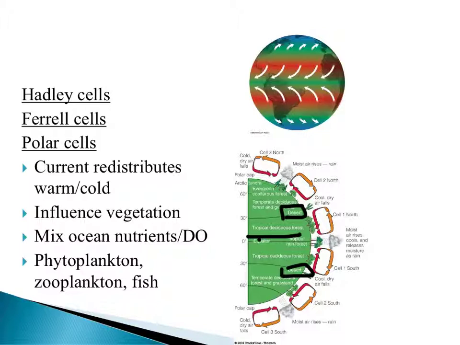But these convection cells are important because they redistribute warm and cold air. It very much can influence vegetation and ultimately biomes. It can help mix ocean nutrients. We're going to talk about that with El Nino. And it really comes into play with the base of our food chain, which is phytoplankton, zooplankton, and fish.